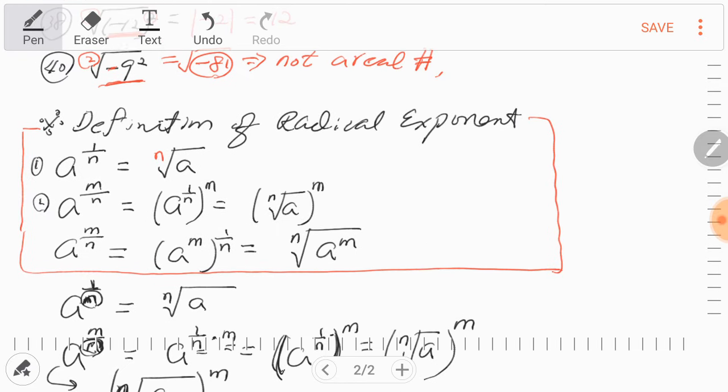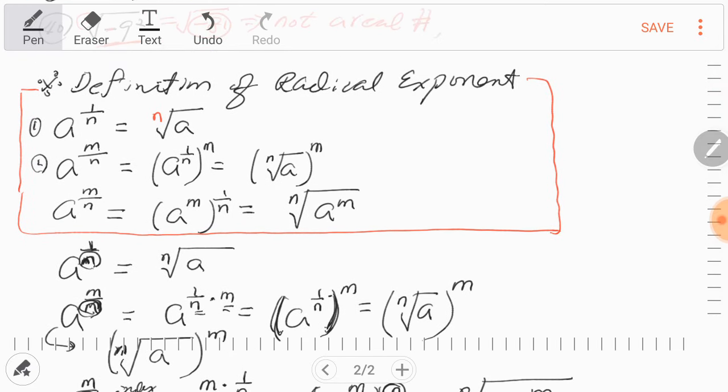So here is the definition of a radical exponent. The denominator of the exponent goes to the index of the radical symbol, and the numerator of the exponent becomes the power of the radicand, or the power of the whole radical symbol.